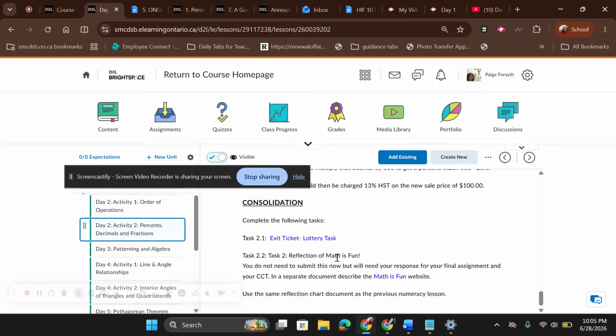And then you're also going to reflect on the website Math is Fun. Okay, so you can use the same reflection chart as the numeracy lesson, the blue column. So the second column there is on percents, decimals, and fractions. So you can fill that out, and then at the end of the unit on numeracy, you're going to hand that in as well. And so that's day 2. Email if you have any questions.